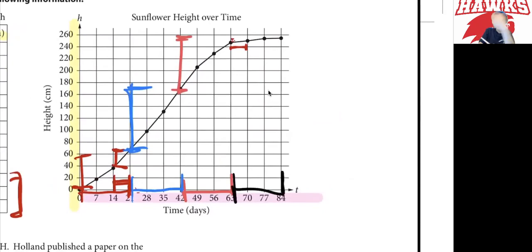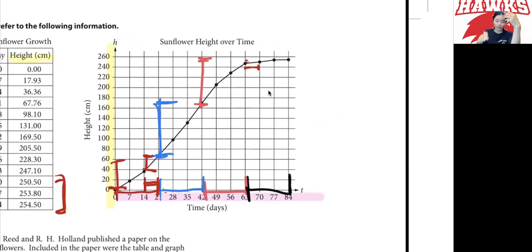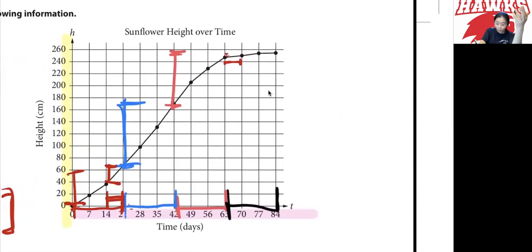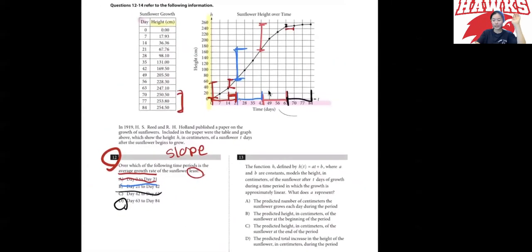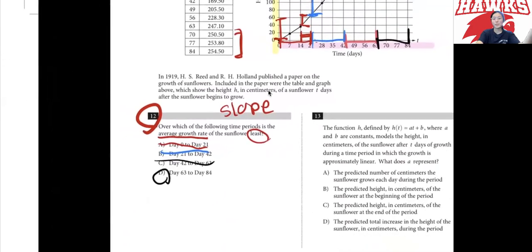It's changing by this much, the same 21 days, and it's only changing by like this much. So if you look at the vertical lines that I just drew right now, you can see how the last interval has the least average growth rate. So D is going to be your answer.